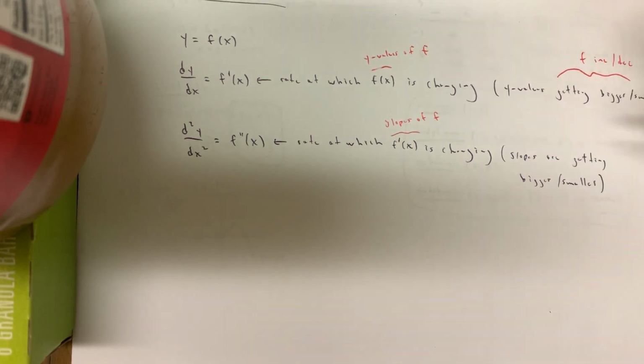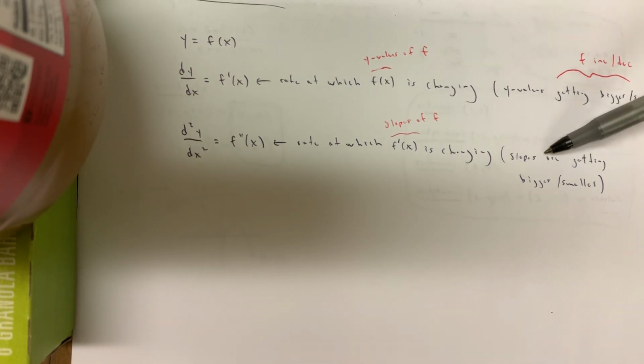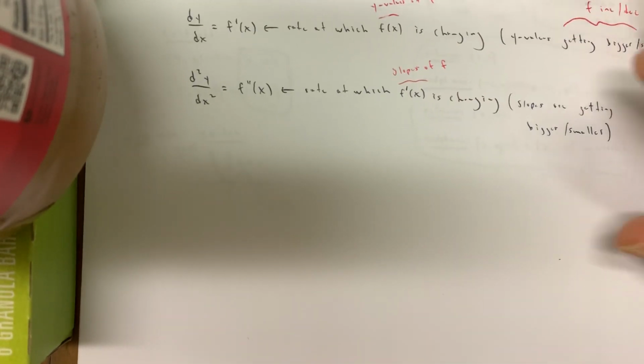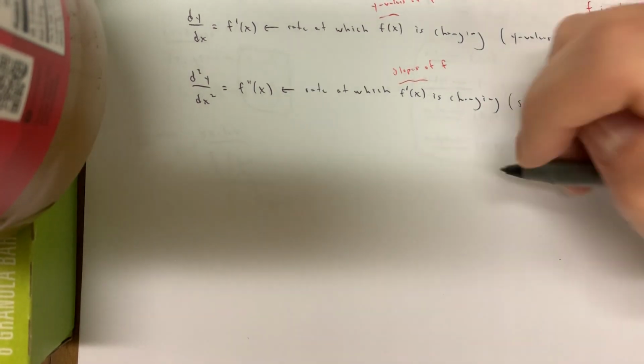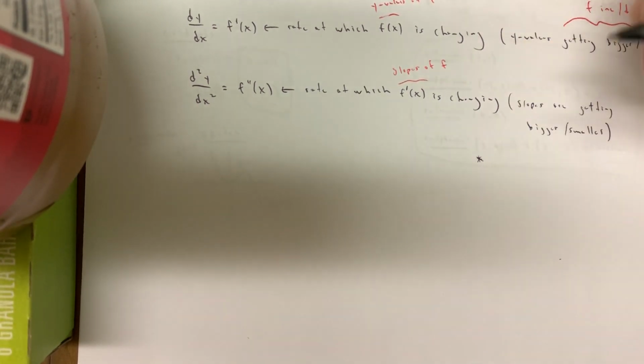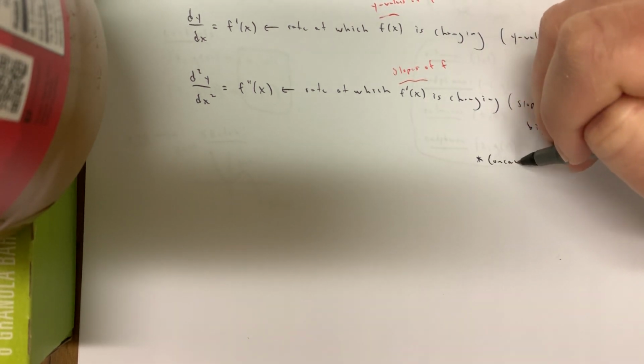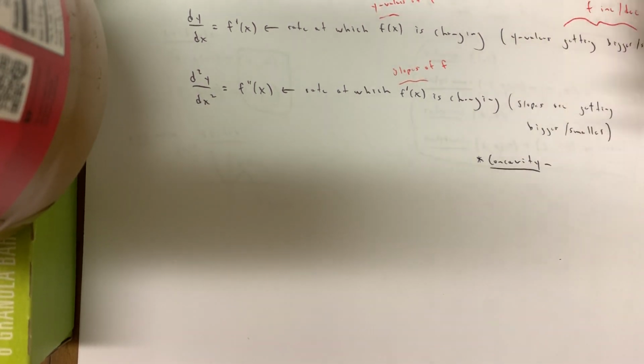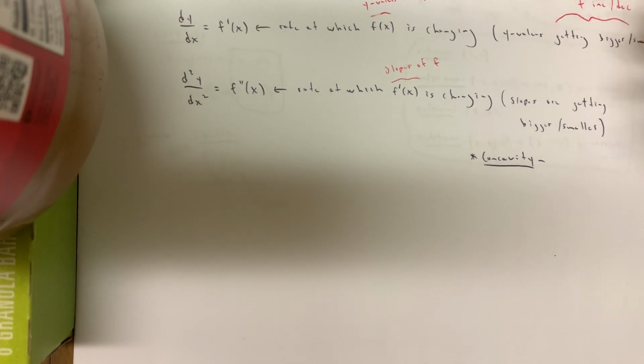Because it represents the rate of change of the slopes of f, okay? And it's actually going to tell you the rate at which the slopes are changing. So it'll tell you if slopes are getting bigger, slopes are getting smaller. Essentially, that's going to tell you about the steepness of the graph, okay? And that's the rate of change of the slopes, and that's something we call concavity. So little star, star. Okay, we call that concavity. And concavity represents the rate of change of the slopes.